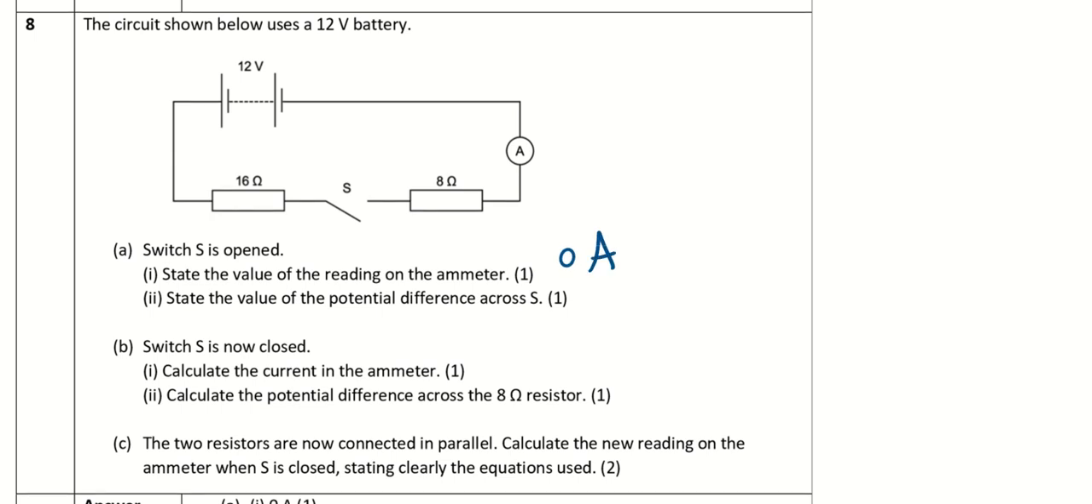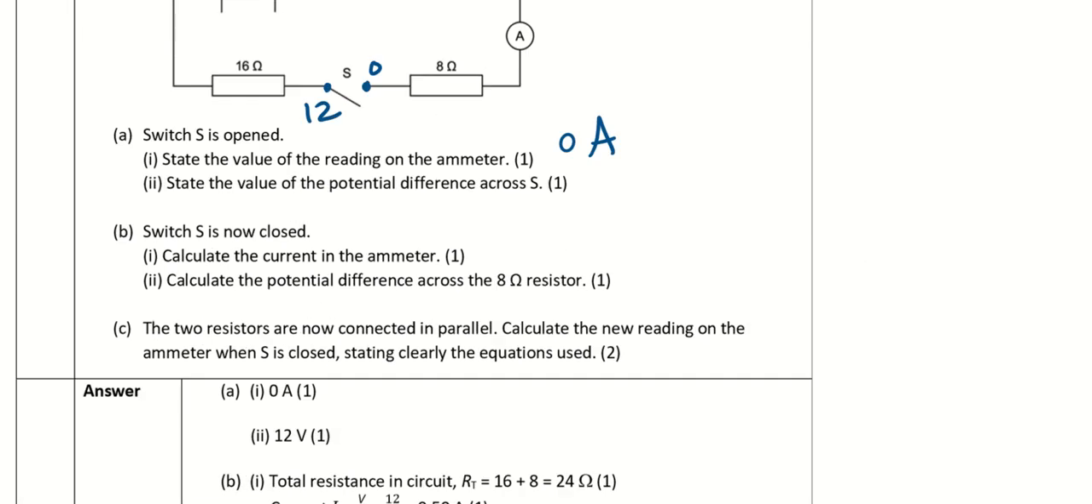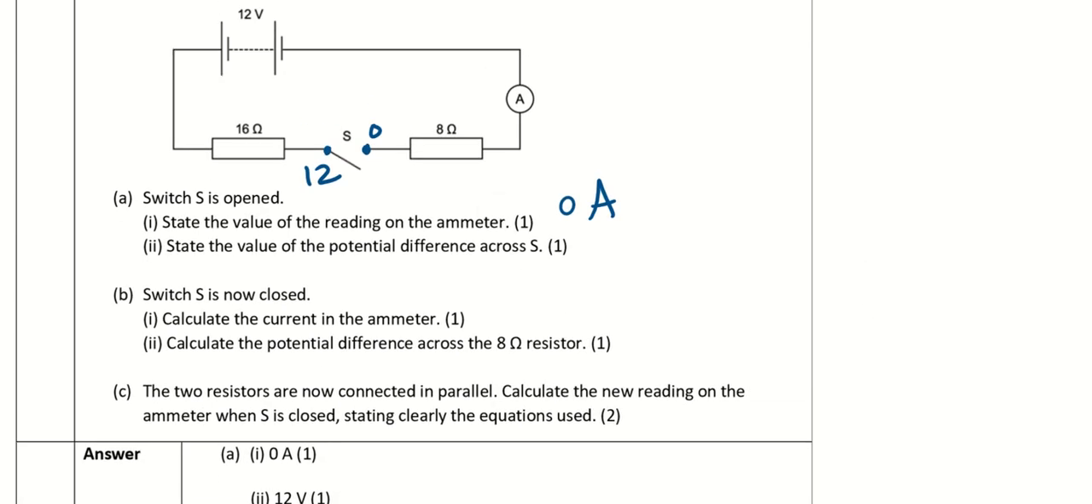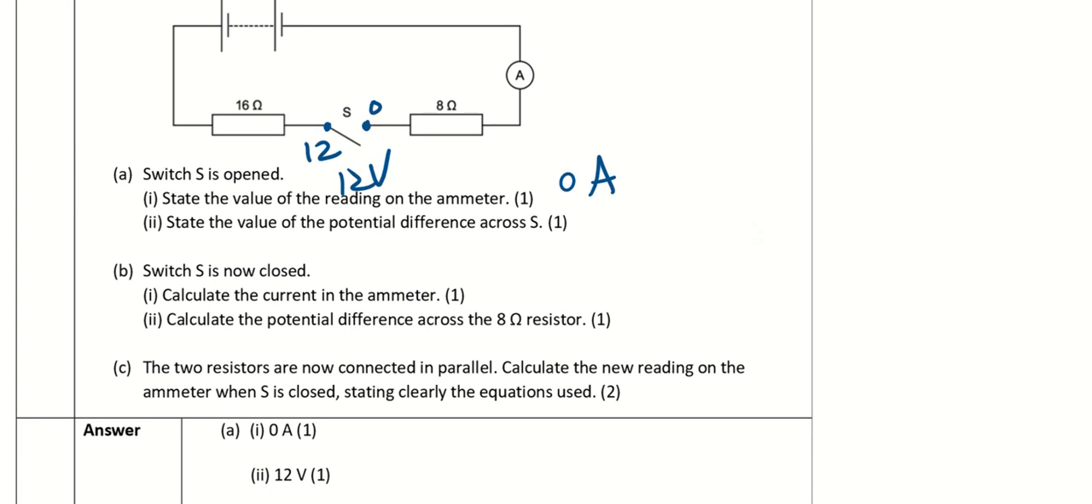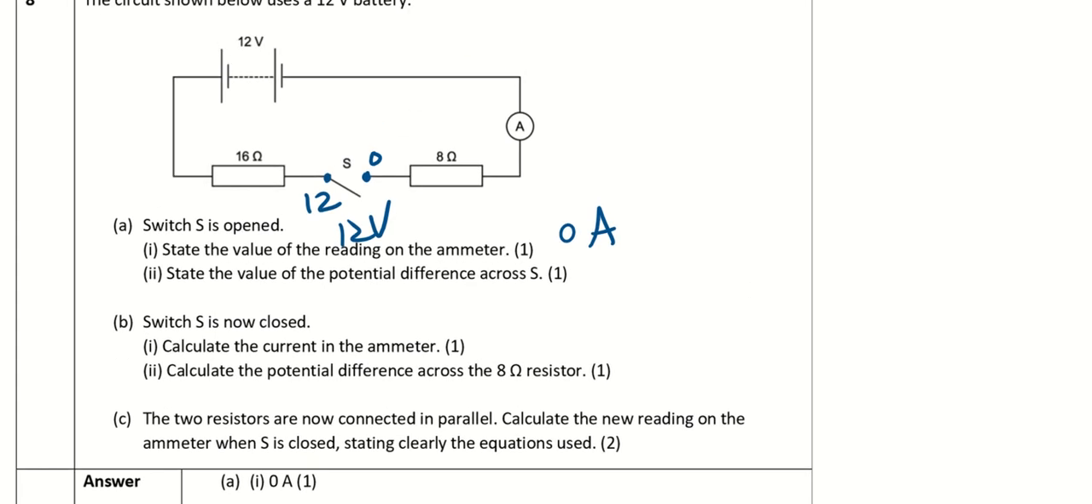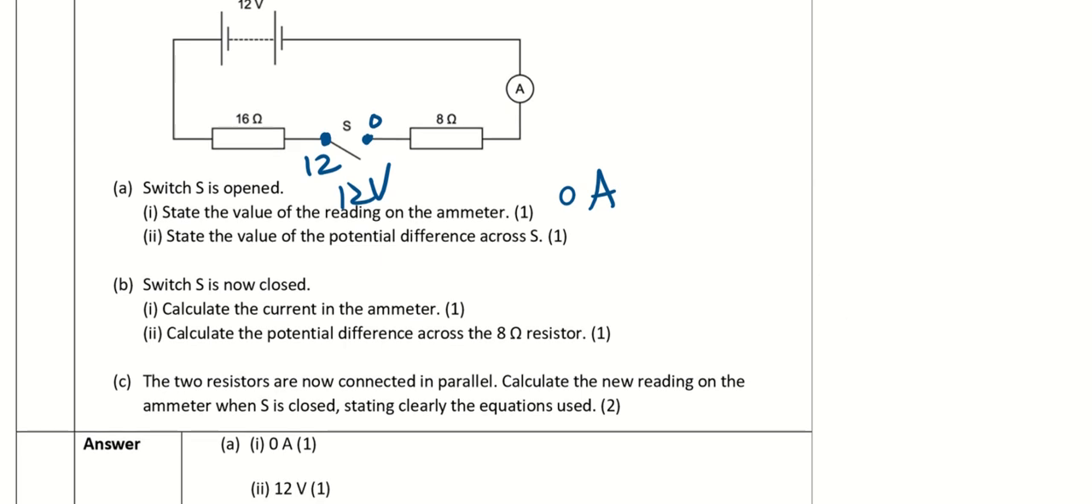So what is the value of the potential difference across S? So across S will be here and here, right? So here will be 12, here will be 0. So I will have a potential difference of 12 volts. Okay, so this one you may need to take note because we are doing with potential, yeah, because there's no current flowing. So here will be 12 volts, here will be 0 volts.